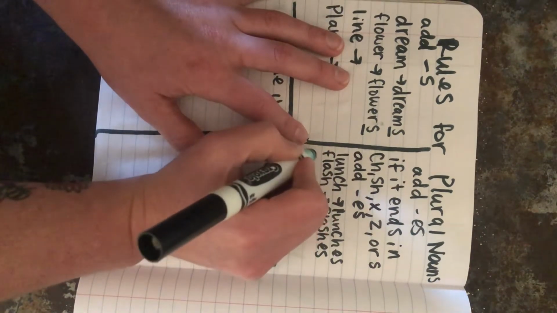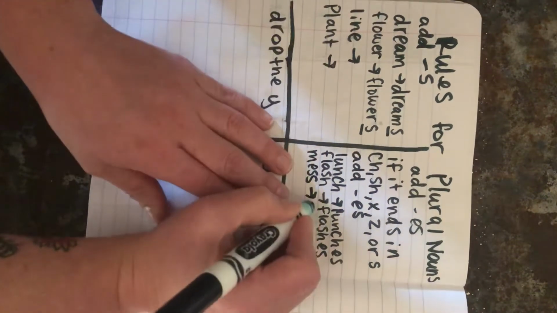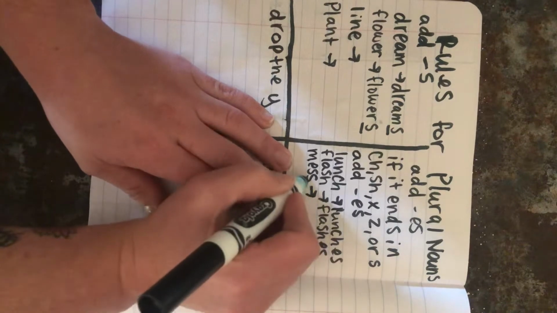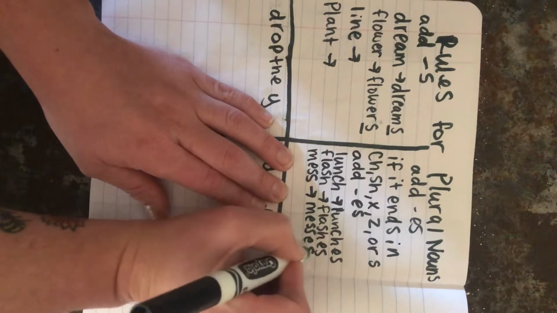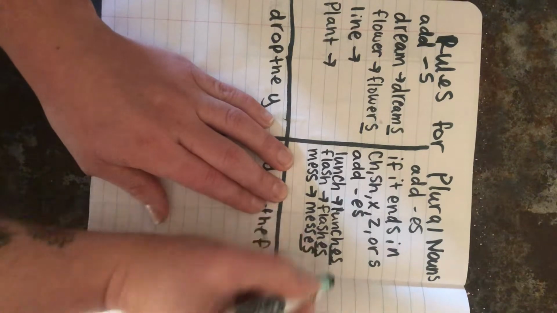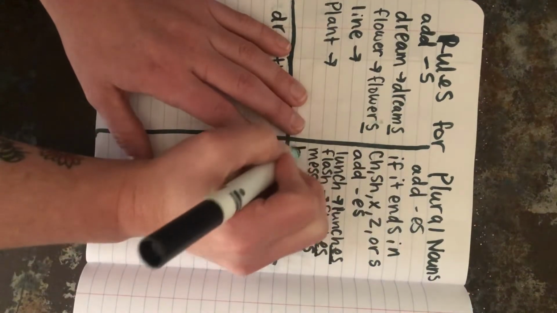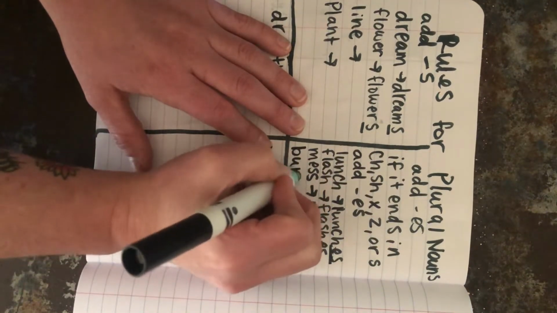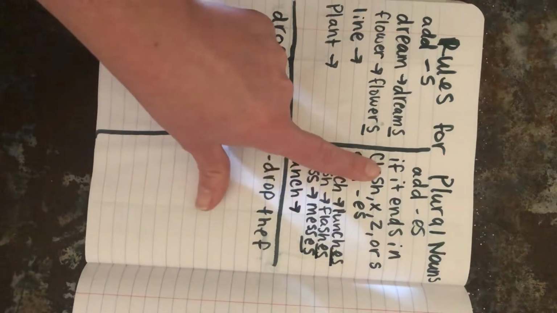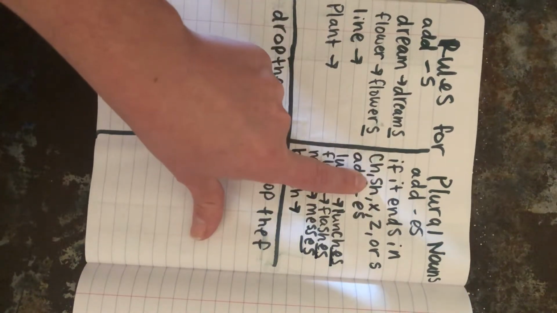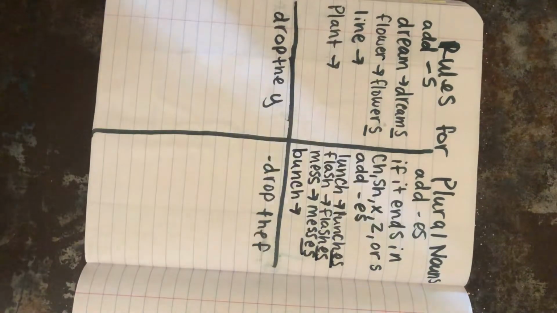Next one. If you wanted to change mess, you would make it plural by adding ES to the end because it ends in S, to messes. Make sure you're underlining all of those plurals. The last one I'm going to let you do on your own, and it is bunch. How would you make bunch plural following our rule? Add ES. I'll give you a few seconds to do that.